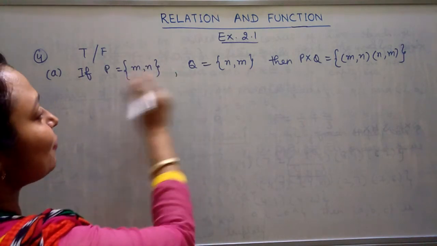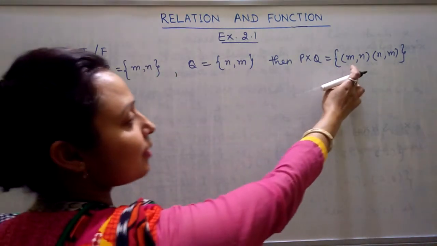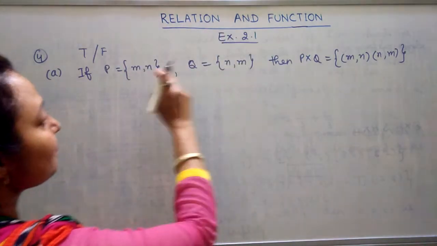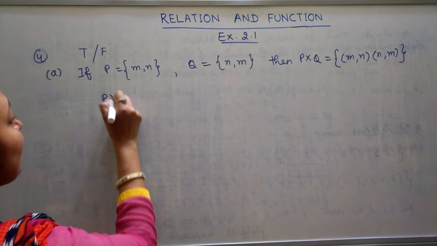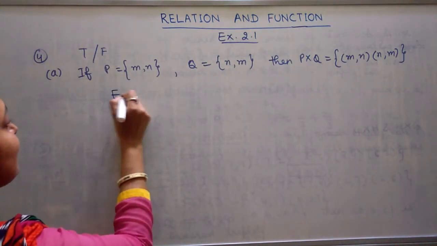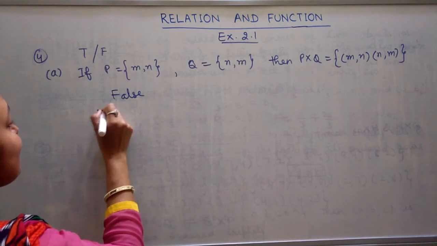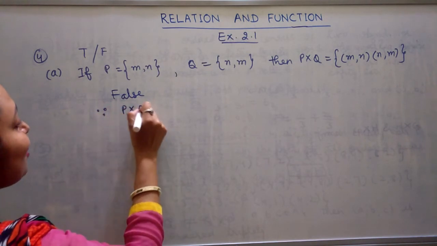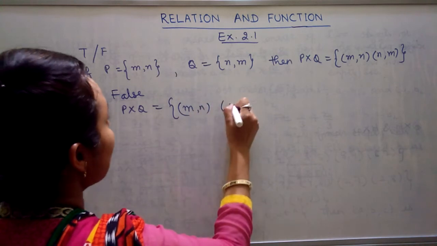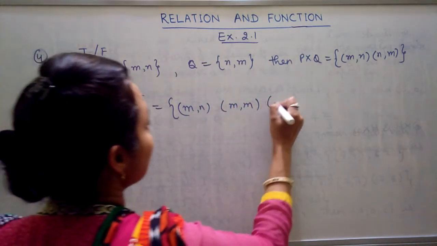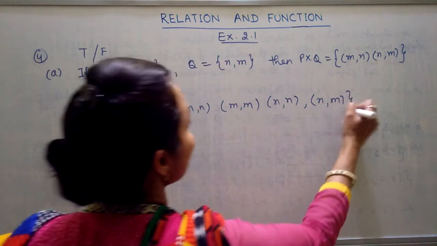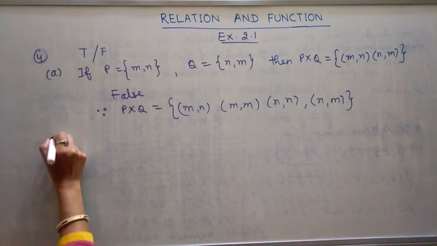If I take the cross product of these two, is it this? No, because Mn, then Mm, then Nn. This is false. I will first of all write false, because P cross Q is equal to Mn, then Mm, then Nn, and then Nm. So this is false, not true.